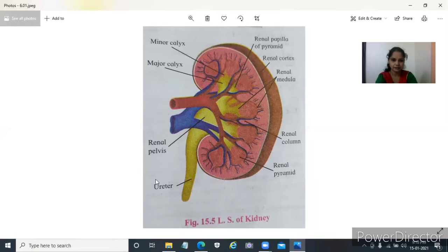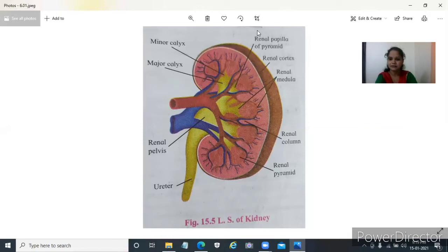Now the ureter. This renal pelvis continues to the ureter. The renal pelvis is a yellow colored part, and it is conical in shape. Now there is a major calyx, and here is a minor calyx. So these are the different labels related to the LS of the kidney.